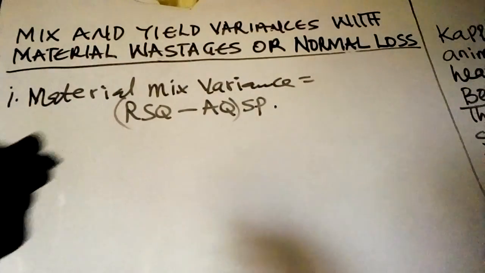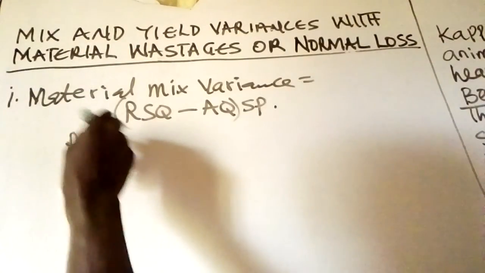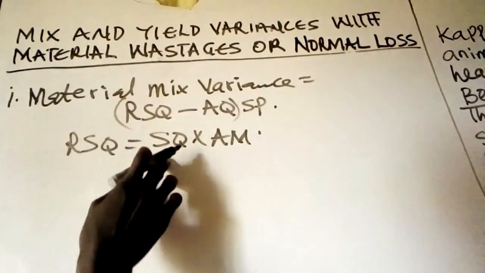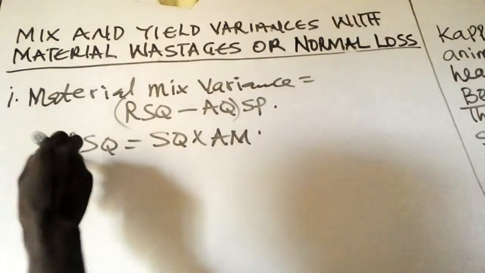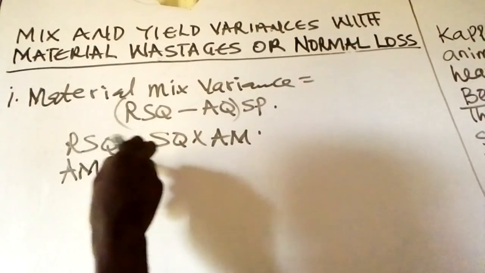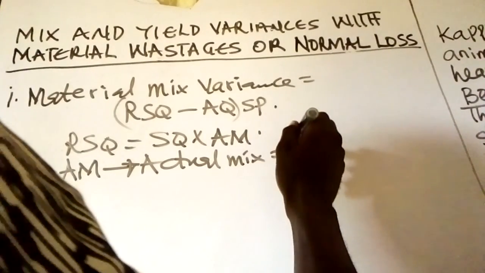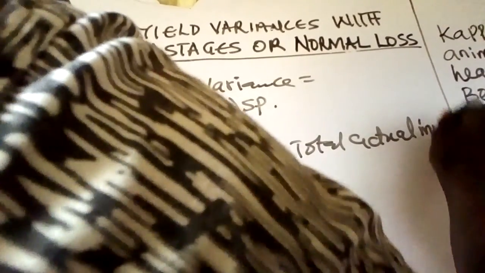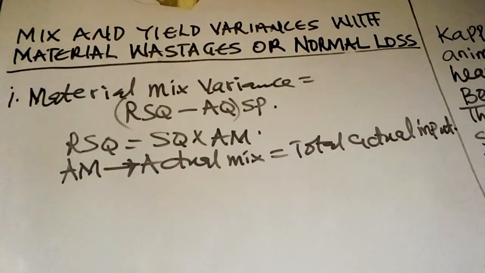RSQ stands for the revised standard quantity. To calculate the revised standard quantity, it is the standard quantity multiplied by the actual mix, standard quantity times actual mix. That will give us the revised standard quantity. Actual mix represents the total actual input.